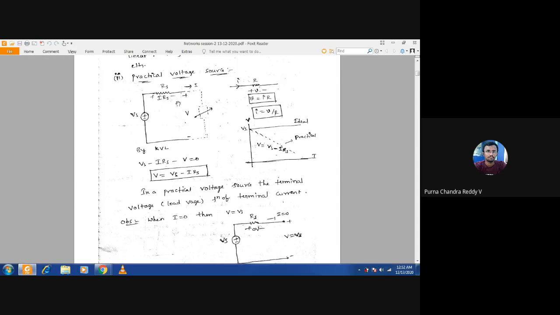Okay, so if you see here, we are applying voltage Vs here. So there is some voltage drop across Rs, that is the source resistance, we can say. So by using Ohm's law, tell me what is the voltage here? V is equal to I into R. Yes or no?